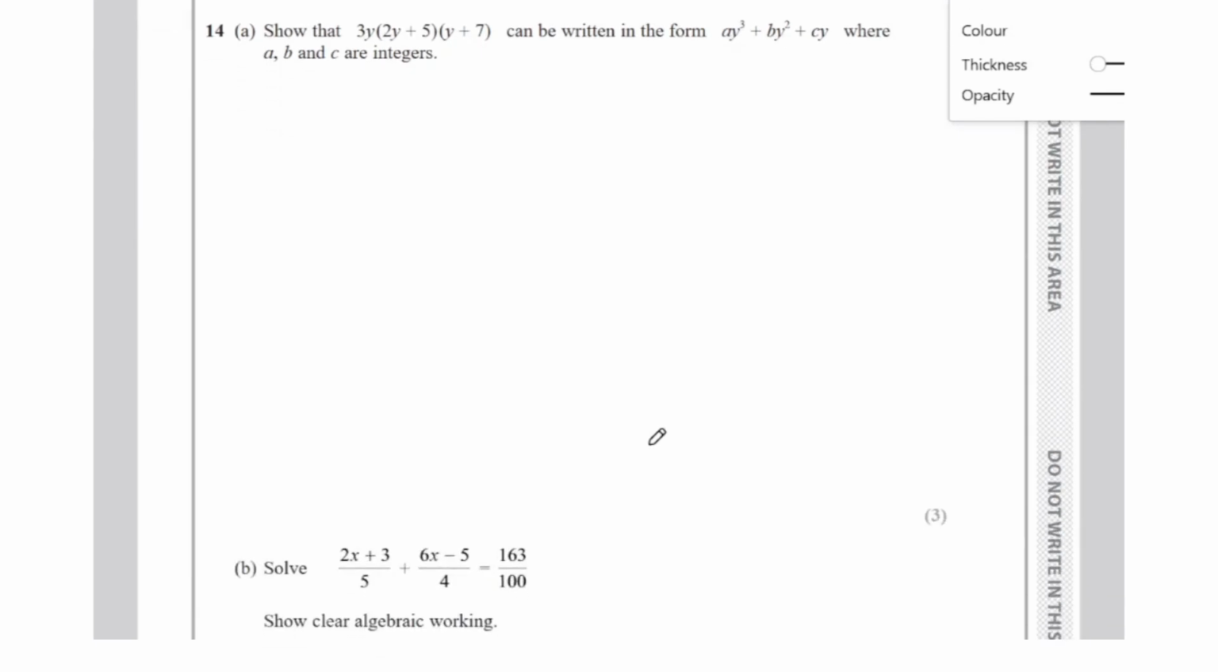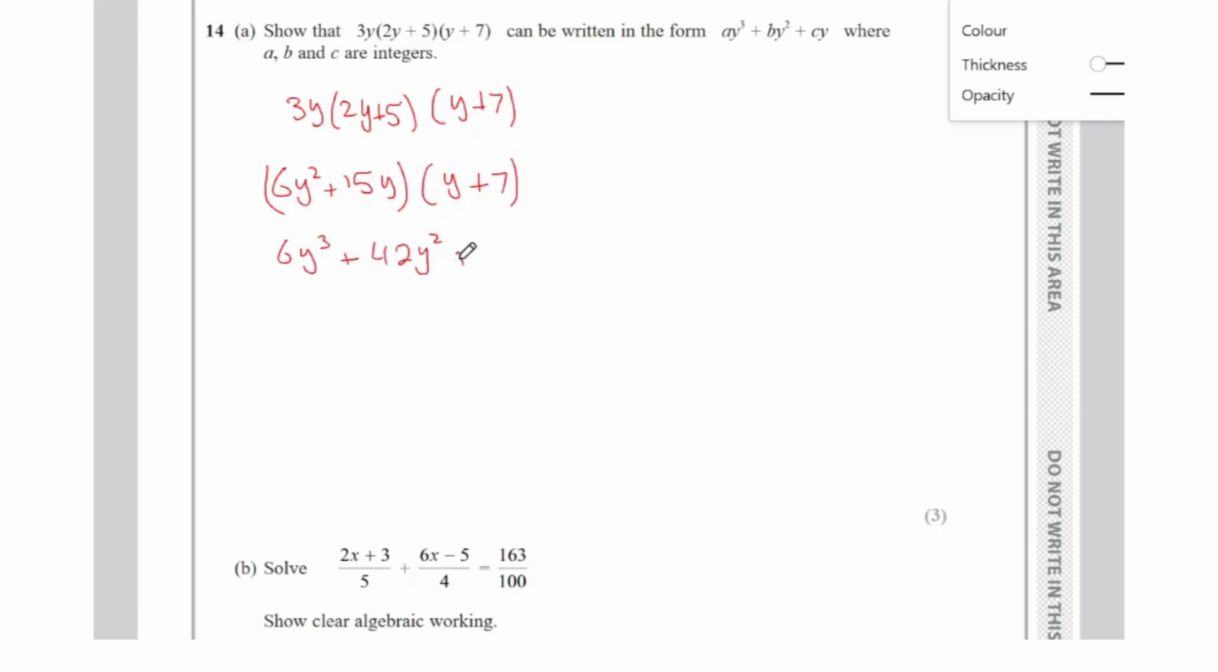Question number 14 says, show that 3y times (2y plus 5)(y plus 7) can be written in this form. So what we're going to do first, 3y bracket 2y plus 5, and y plus 7. We're going to just multiply these two first. So 6y squared plus 5 times 3 is 15y. Now we're going to expand it with y plus 7. So 6y cubed plus 6 times 7 is 42y squared. Then 15y squared, and 15 times 7 is 105y.